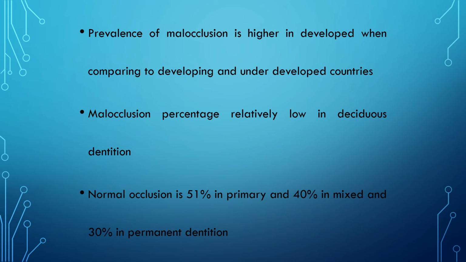Prevalence of malocclusion is higher in developed countries when compared to developing or underdeveloped countries. Malocclusion percentage is relatively low in deciduous dentition. Normal occlusion is 55% in primary, 40% in mixed, and 30% in permanent dentitions.